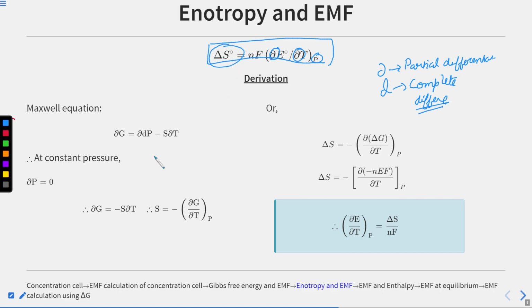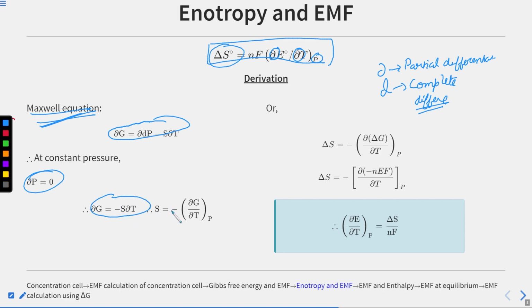Now, if you want to see a derivation, it is quite simple if you are aware of our Maxwell equation. The Maxwell equation says that dG is equal to V dP minus S dT. So this equation is well known. Now, what we have done is we have taken the pressure constant. So this equation will become dG is equal to minus S dT.